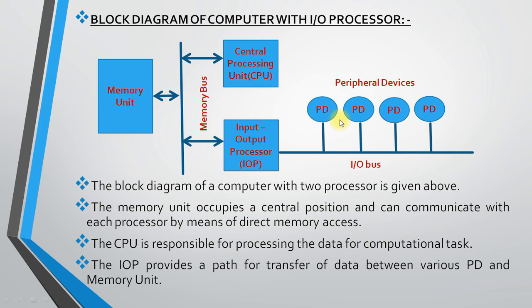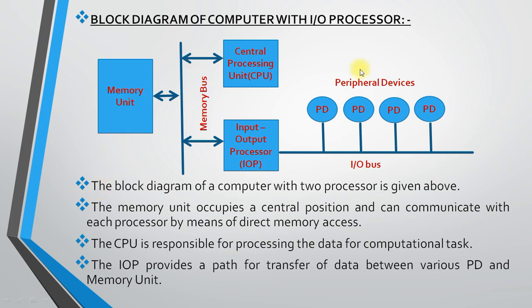It may be a keyboard or mouse or joystick, scanner, printer, anything. Any input or output device can be considered a peripheral device, and that device is connected with the computer. So over here we have PD. PD means peripheral devices, which are connected with the IO bus. So the IO bus is capable of transferring data from the peripheral device to the input output processor.